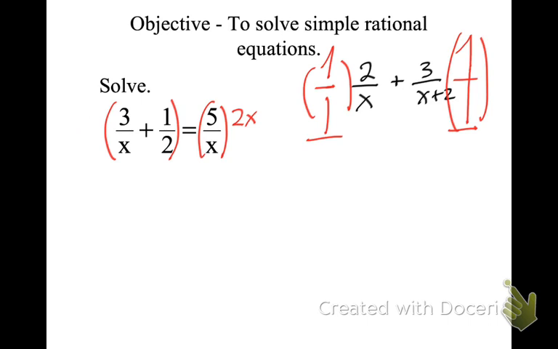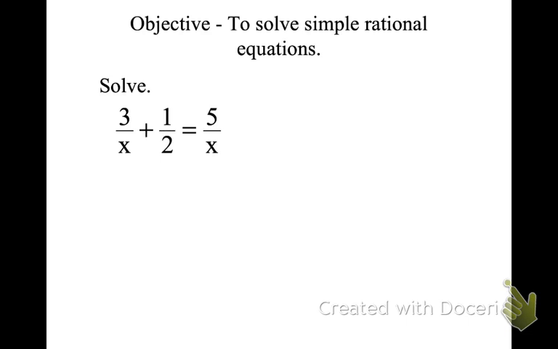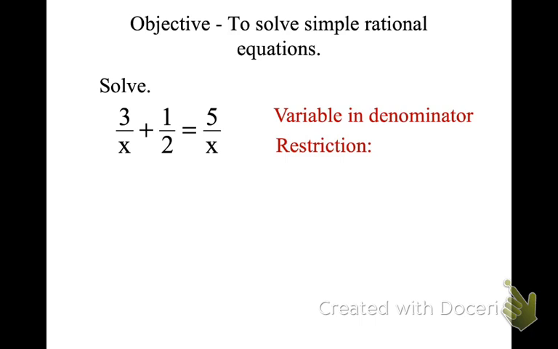Okay, so let's first talk about, before we even do this, what is the restriction for a fraction? We have a rule about fractions, and what is that? It can't be over 0. What can't be? The denominator can't be 0. You can't end up with a 0 in the denominator. So in this case, for this problem, the restriction is x is not allowed to equal 0.